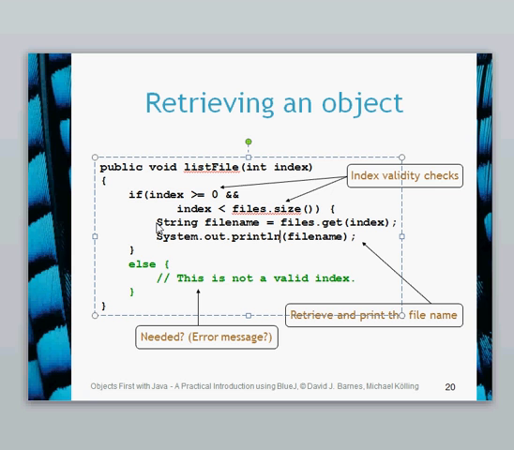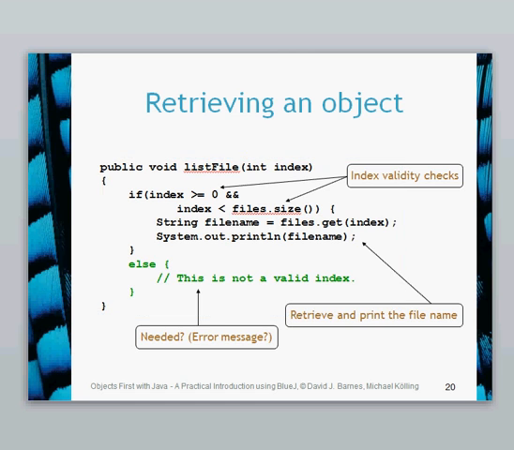We can always put in the else statement there. So if the index is less than 0 or greater than the size of the ArrayList, then we know that's not a correct number, so we can print out that error message there. Okay, so that's the listFile method.